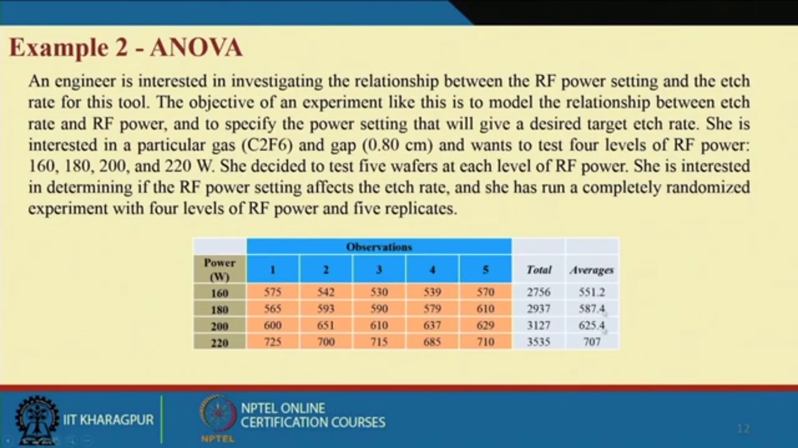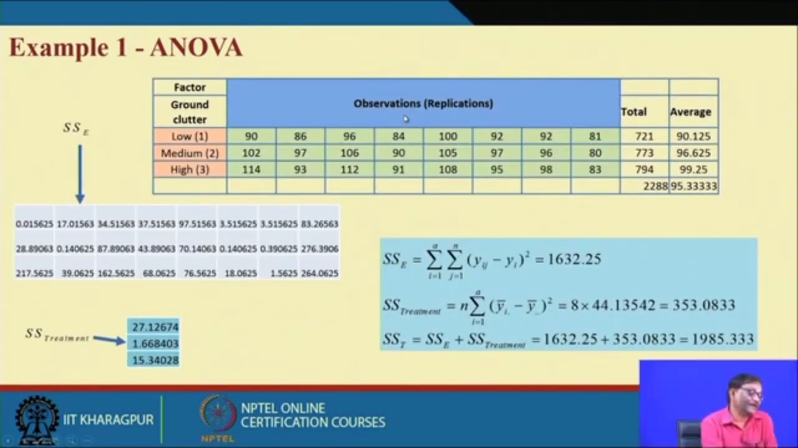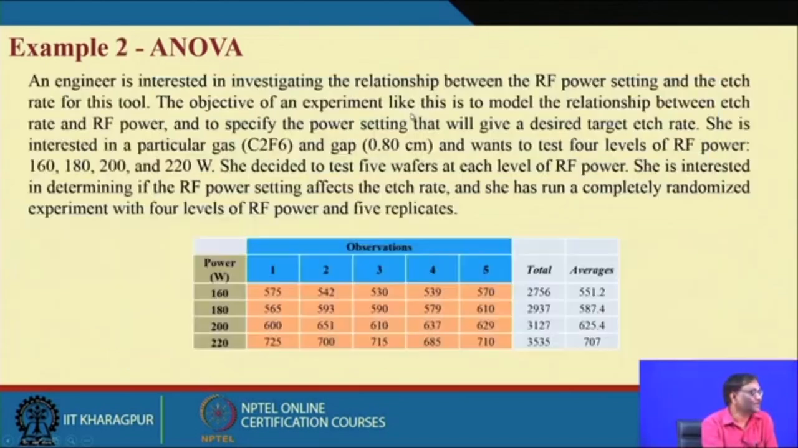The second one is like this. The first example is what I have given you from the first class onwards. This is the second example. In the second example, an engineer is interested in investigating the relationship between RF power setting and etch rate for this tool.